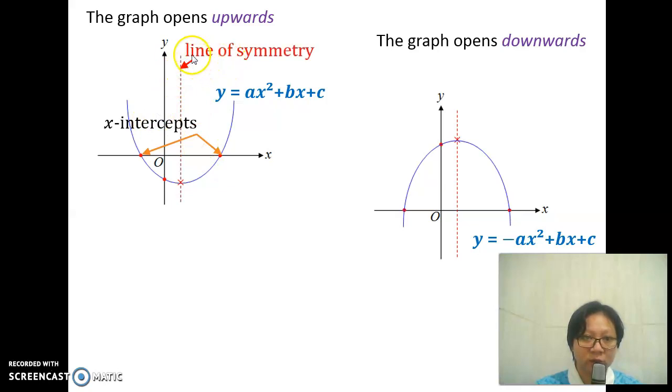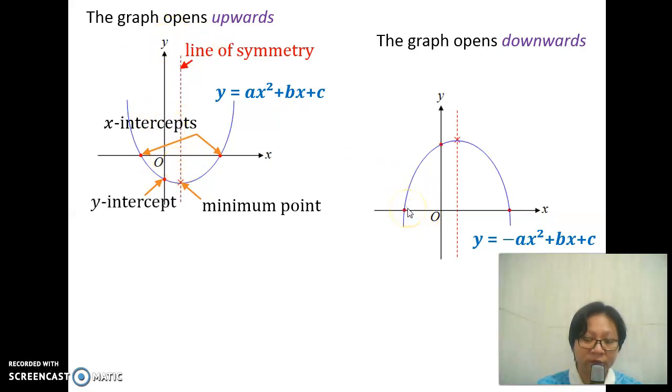The line of symmetry here divides the base. The base is measured from the first x-intercept, or the first root, to the second x-intercept, or the second root here. So the line of symmetry divides the base into 2 equal parts. This is the minimum point, or the turning point, which lies on the line of symmetry here. And this is the y-intercept. You've learned about this. The y-intercept is when the graph cuts the y-axis.